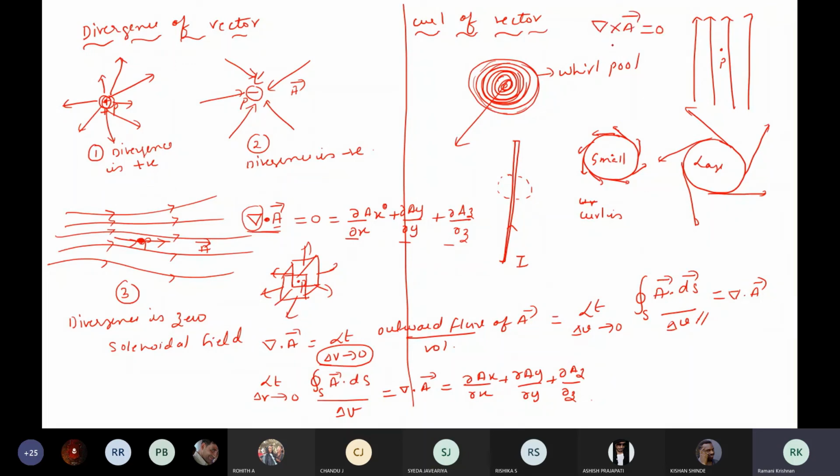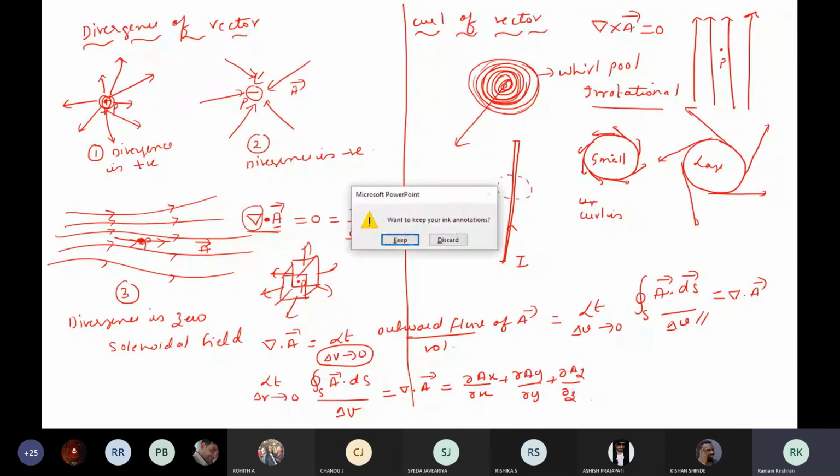Such a field is called irrotational, just as in divergence it was solenoidal. You can see that here the field is not curling. So such a field is called irrotational. Let me write the equation for curl. With that we can stop.